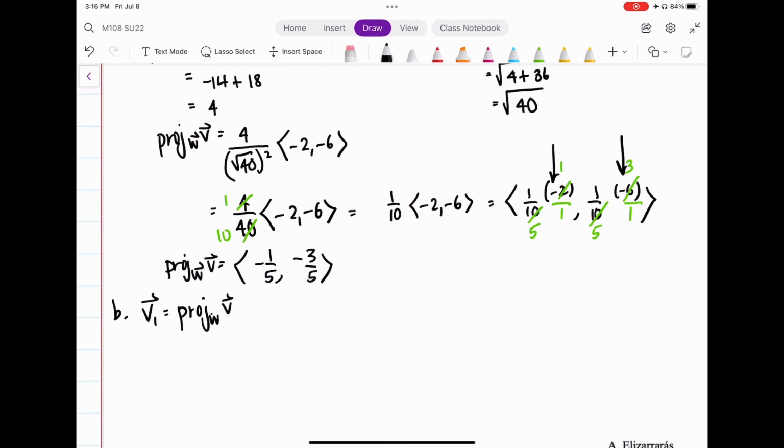For part B, all we have to do is take vector v minus vector v1, and we know that vector v1 is equal to -1 over 5, -3 over 5. Vector v was given as 7, -3.